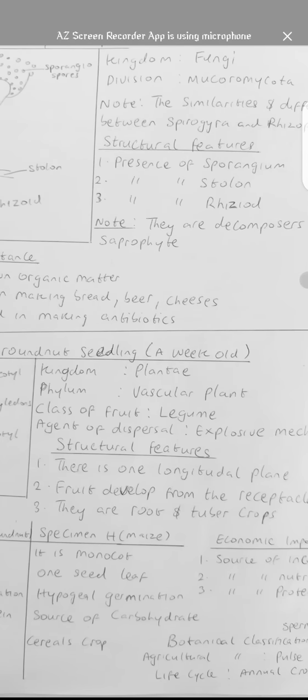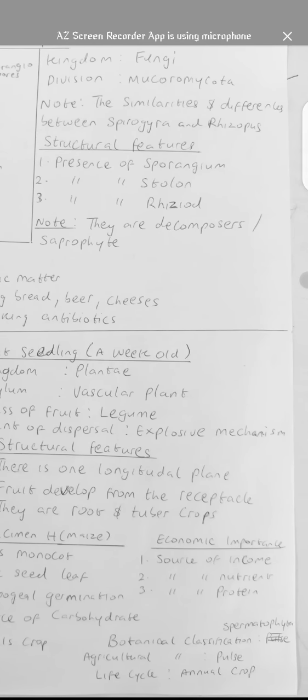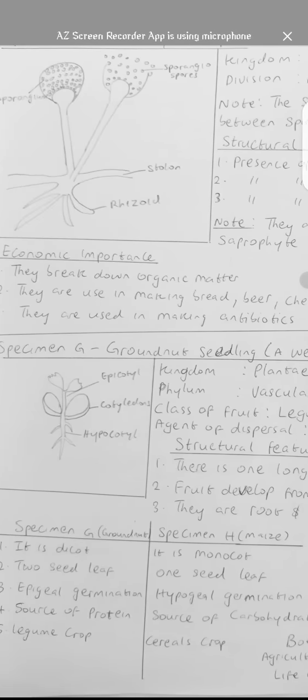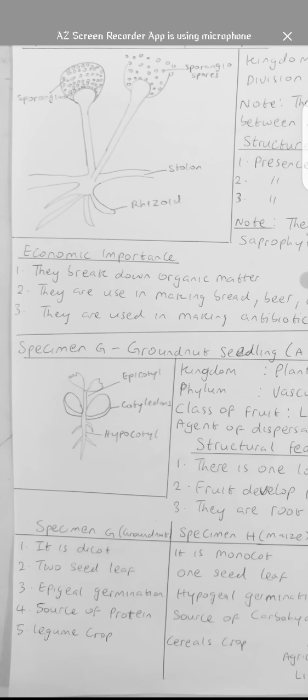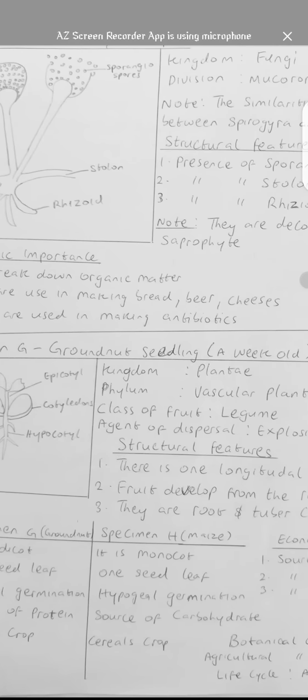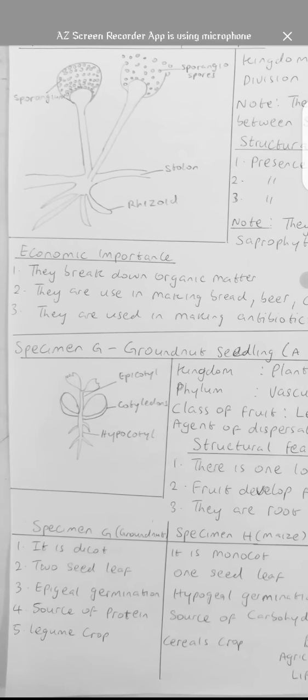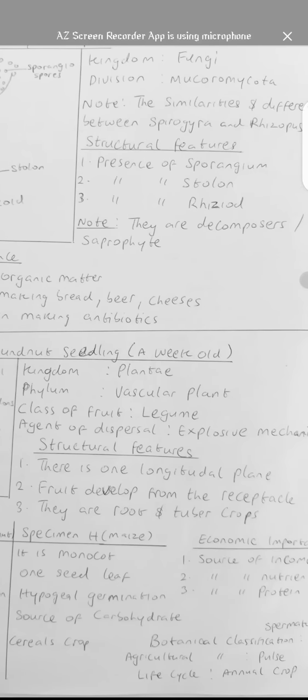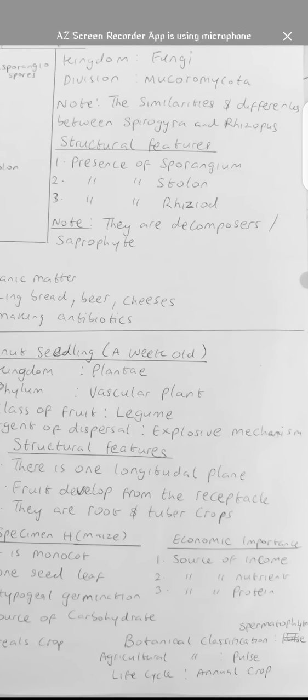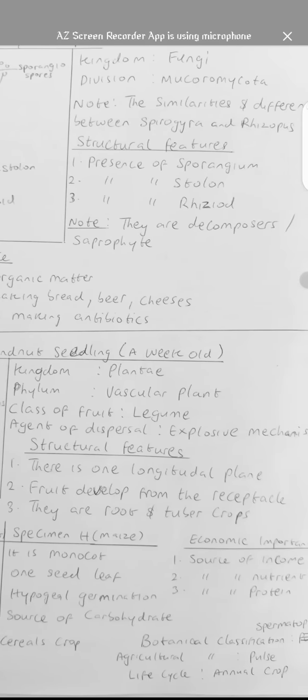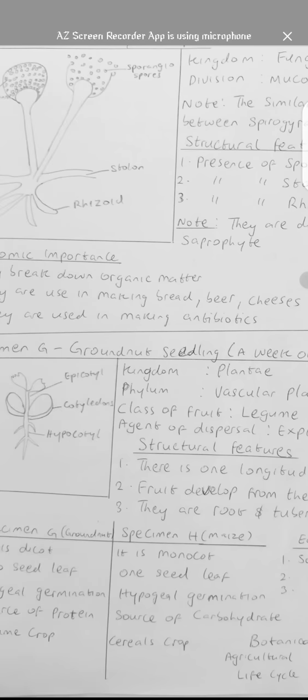So let's look at the structural features. Number one, you can use what is here. You can say there's the presence of epicotyl. It has two cotyledons, and then it has hypocotyl. You can write that, or you can write there is one longitudinal plane. Number two, fruit develops from the receptacle. Number three, they are root and tuber crops. You can write that if you want to.